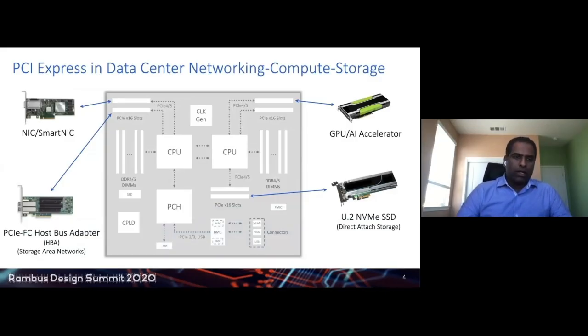So let's look at the PCIe applications, especially in data center networking, compute, and storage applications. PCIe is used to connect the NIC or smart NIC from the top of rack switch to the CPU. On the other side, the CPUs can be connected to GPUs or AI accelerators using PCIe. PCIe is used to connect the NVMe storage devices to the CPU. And also the host bus adapter uses PCIe to connect the CPU to external storage and hard drives.